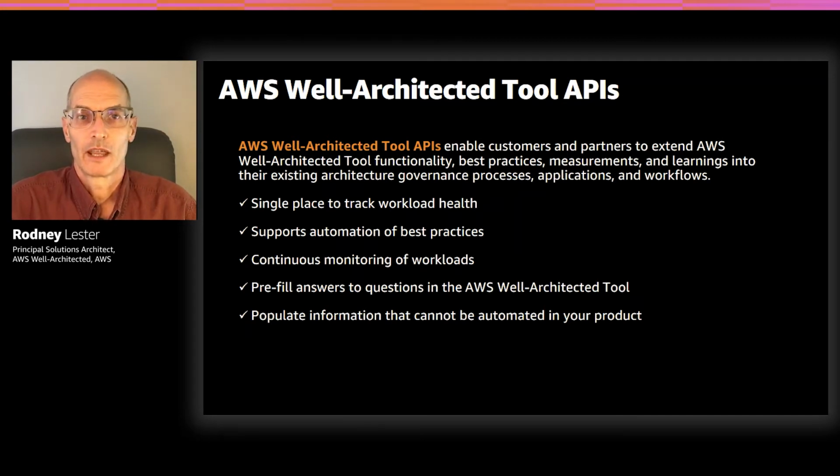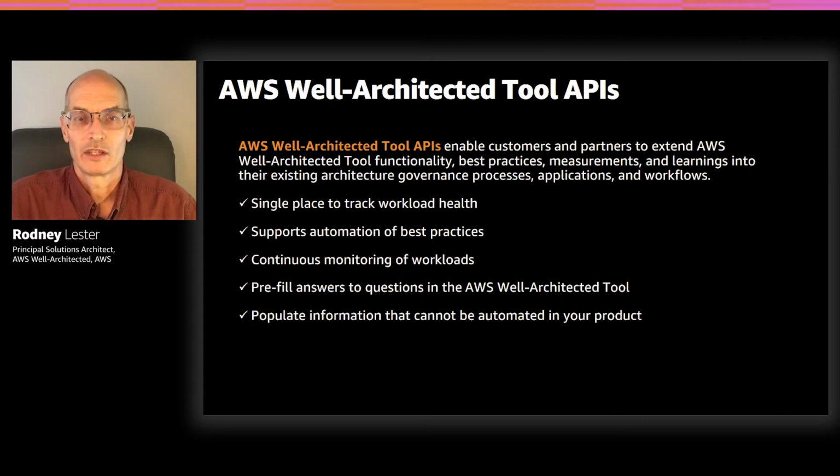Often customers have existing tooling that they track the status of their workloads, they perform reviews against. This will allow you to integrate that tooling with the AWS Well-Architected Tool. One of the nice things is if you're using one of our partners to perform that right now, it's very likely that they're already integrated with AWS Well-Architected APIs.